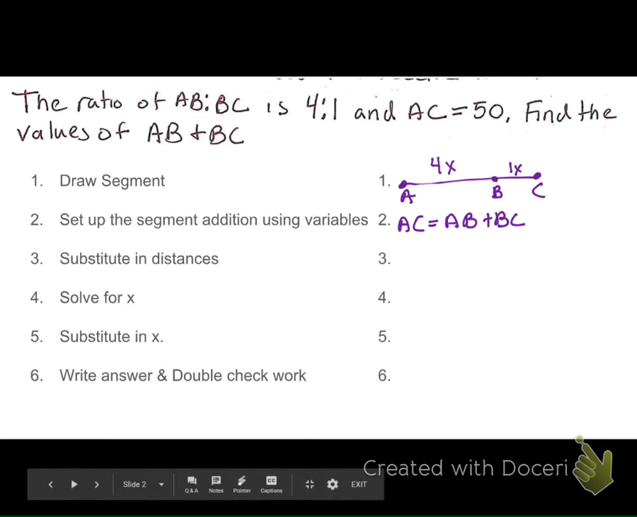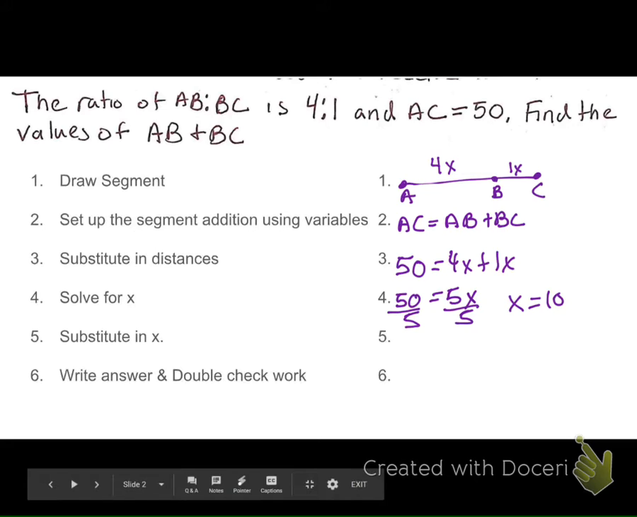Our third step is now to substitute those in. So when we substitute those in, we have 50 equals 4x plus 1x. Nice job. Now we are going to solve. So that gives me 50 equals 5x. Divide by 5. What is it? Yep, x equals 10. And then our last part is to substitute it back in to find our answer.